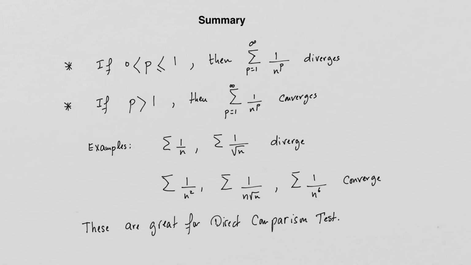So, quick summary. If p is between 0 and 1 non-inclusive, I'll deal with 1 separately. If p is strictly between 0 and 1, we know the integral diverges and therefore the series must diverge. If p is more than 1, then the integral converges and therefore the series must converge as well. Make sense? Now what happens when p is 1?